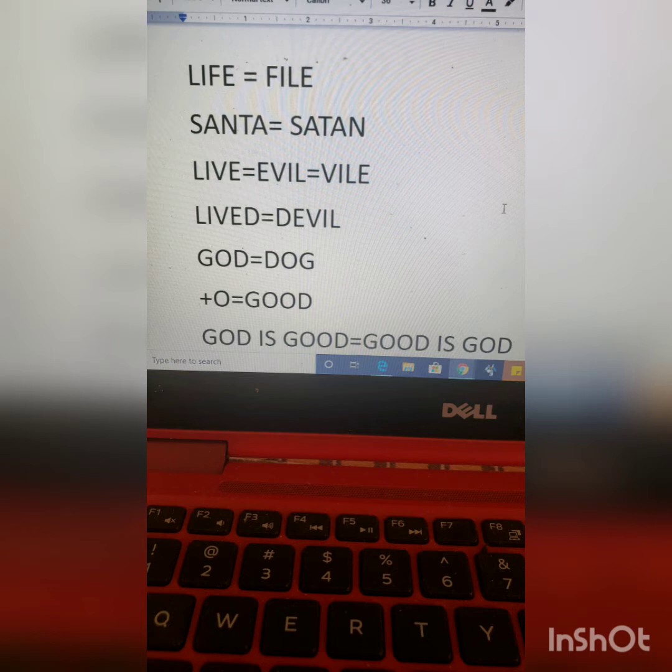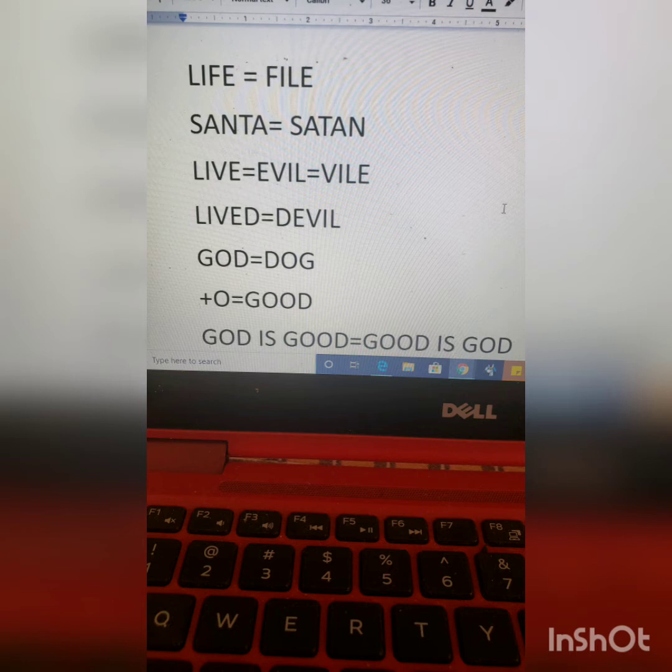Next, we got the word live. With this, live equals evil straight up when you turn it backwards. And then if you jumble it up, you got the word vile. Live is okay, that's a positive word. But evil and vile, these two words are negative. So to live, you're going to be within this evil and it's going to be a vile life. You know what I mean?